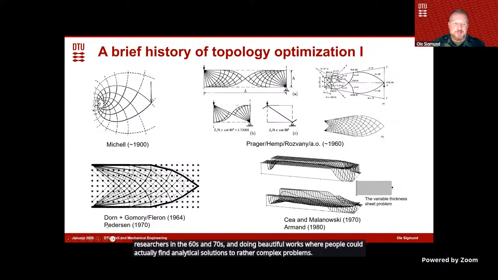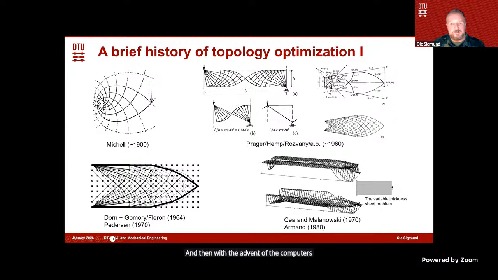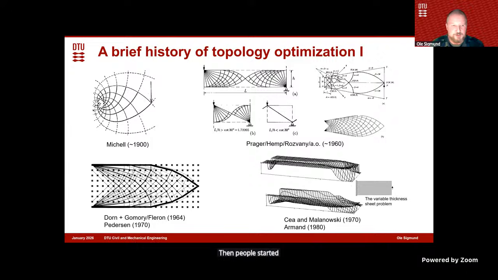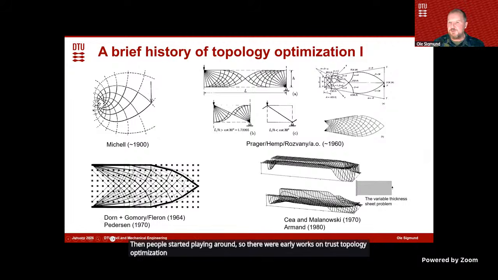And then with the advent of finite element analysis, which was based on computers, people started experimenting by letting the computer do the work. Then people started playing around. So there were early works on truss topology optimization. And actually the first works on what we later call the variable thickness sheet problem were also done in the 70s and the 80s.